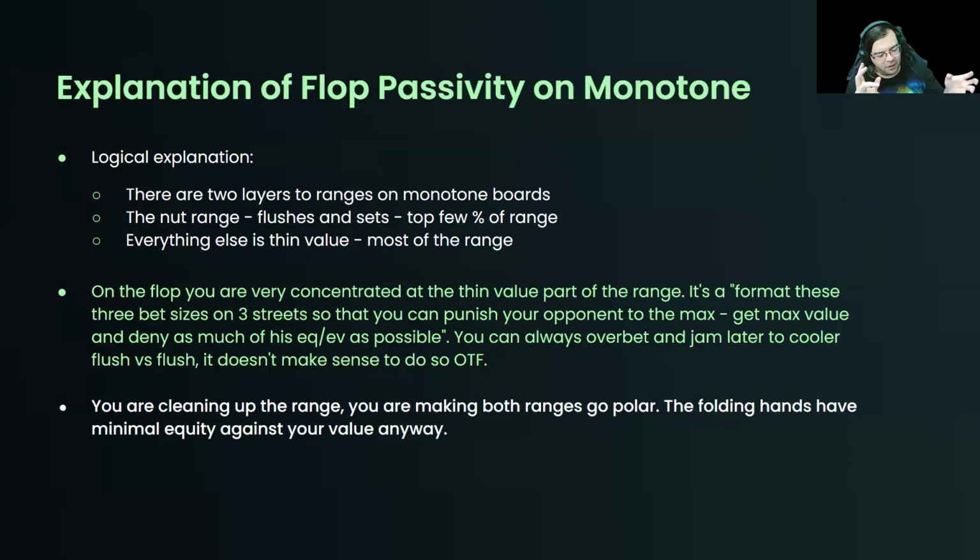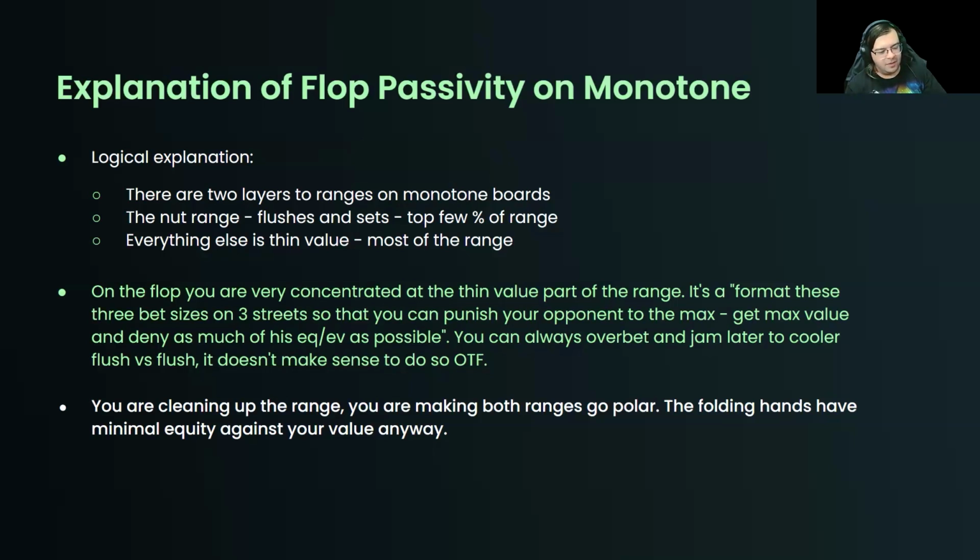So how you should think about, and in general, in poker and different pots, is how can I format my bet sizes on these 3 streets so that I can deny the most equity, get the most value, and punish my opponent to the max, right? And you can always overbet and jam later. That's also a real thing, okay? To cooler flush versus flush, it doesn't really make sense to do that on the flop. Versus passive rec is a print, yes.